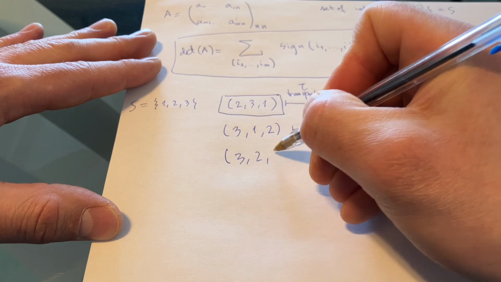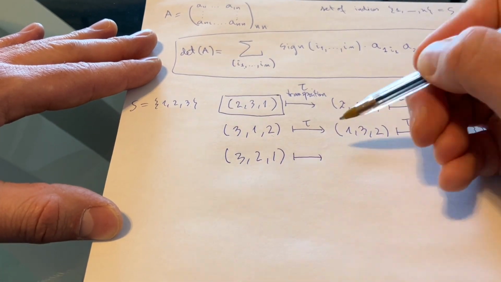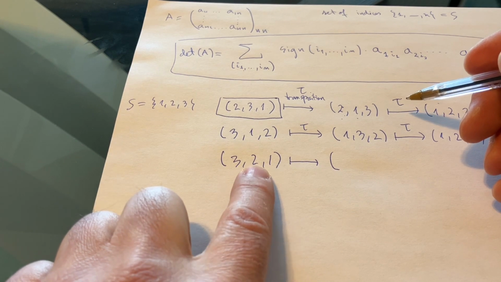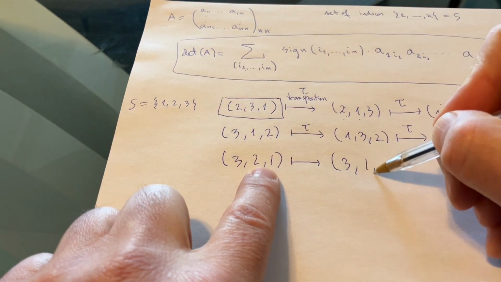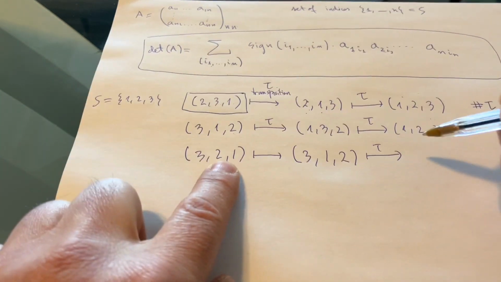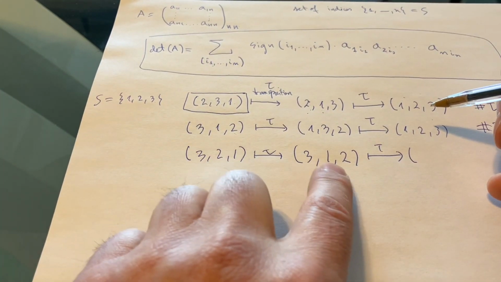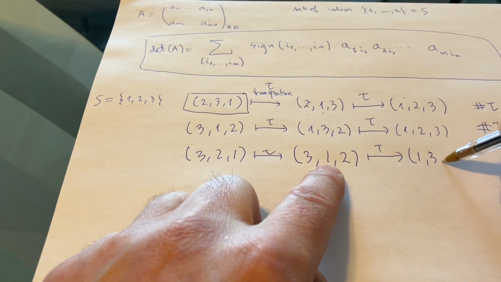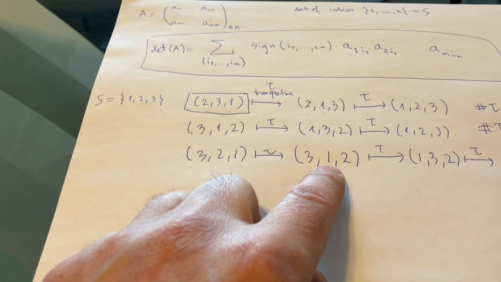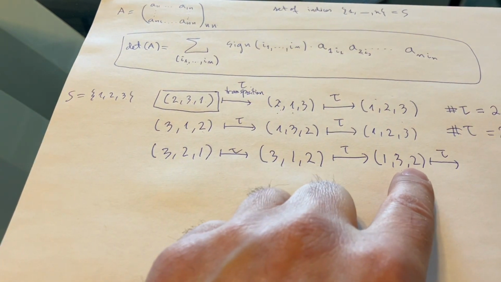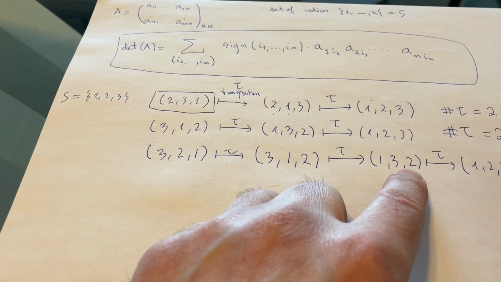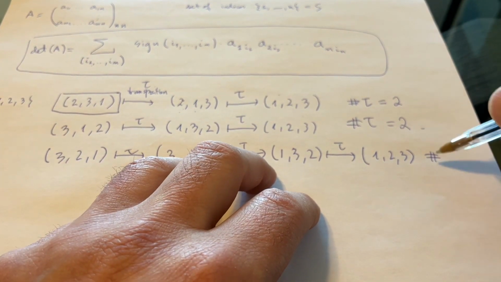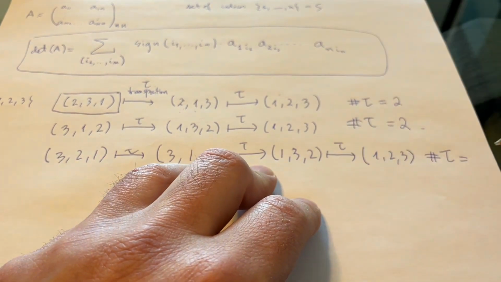And 3, 2, and 1 into 1, 2, 3? Well, we might apply a transposition on 2 and 1. So 3 fixed, 1, 2. Yet another transposition to swap 3 and 1 out. So we get 1, 3, and 2. And yet one more to swap 3 and 2. So we're going to get here 1, 2, and 3. So now in this case, the number of transpositions tau is equal to 3.